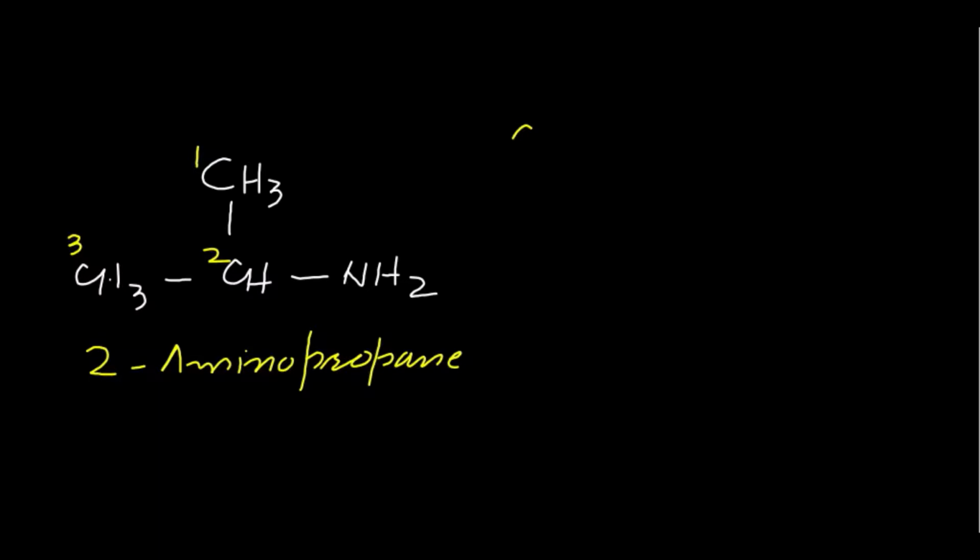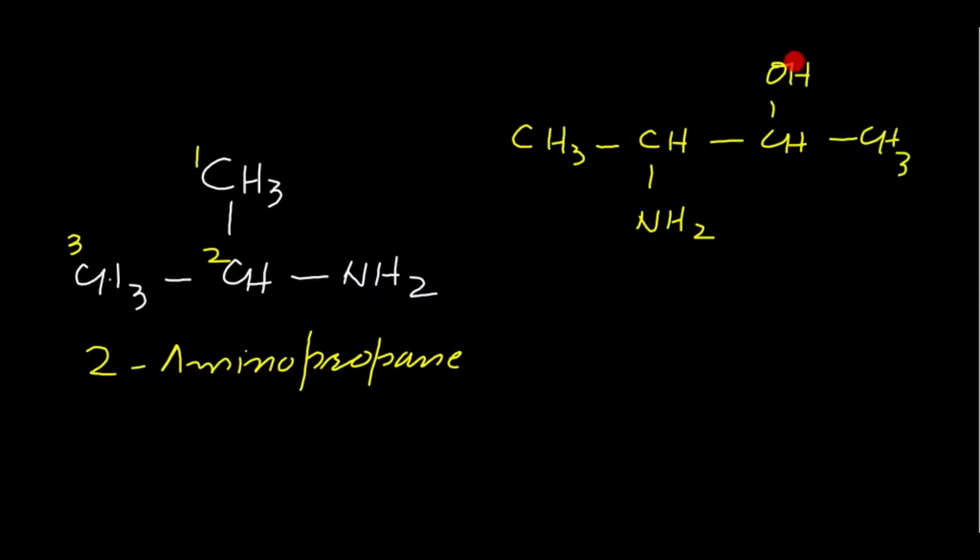Let's see one more example. If we have a molecule like CH3, CH, NH2, CH, OH, CH3. Obviously, this is the parent chain. The longest continuous chain is the parent chain, students. So we'll do the numbering of the parent chain.